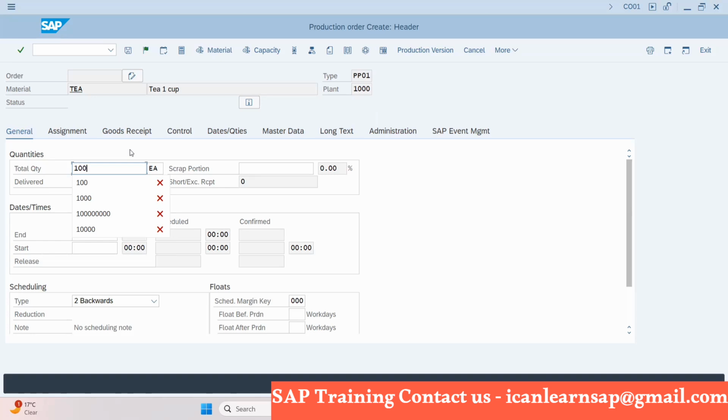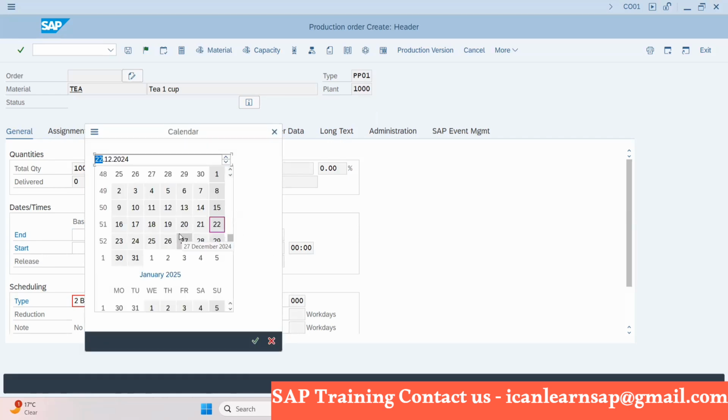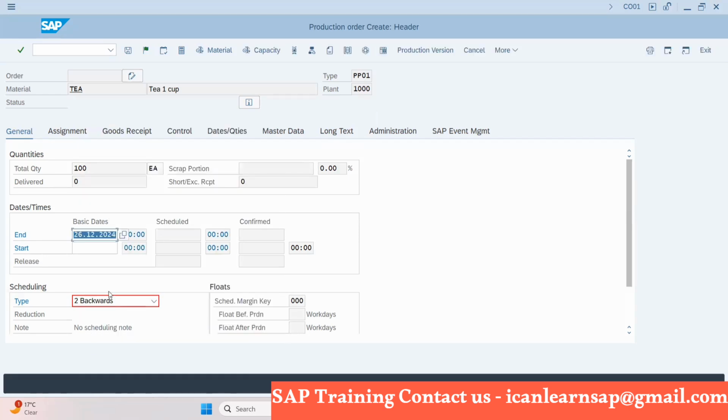Okay, then as per scrap percentage, the scrap portion is 10. So what happened? My 100 converted to 110. Did you see this, Naveen? Yes. You know that there is always 10% assembly scrap. You cannot avoid this. It is not a scrap like that.